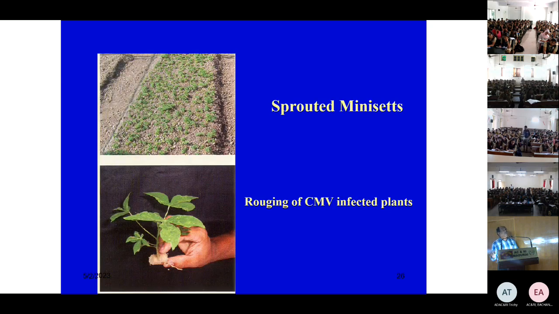So after the mini sets sprout, we have to rogue the cassava mosaic virus infected plants. So that is very important. If any plant is affected with CMV symptoms, immediately that plant will be eliminated from that area. So that is very, very important.